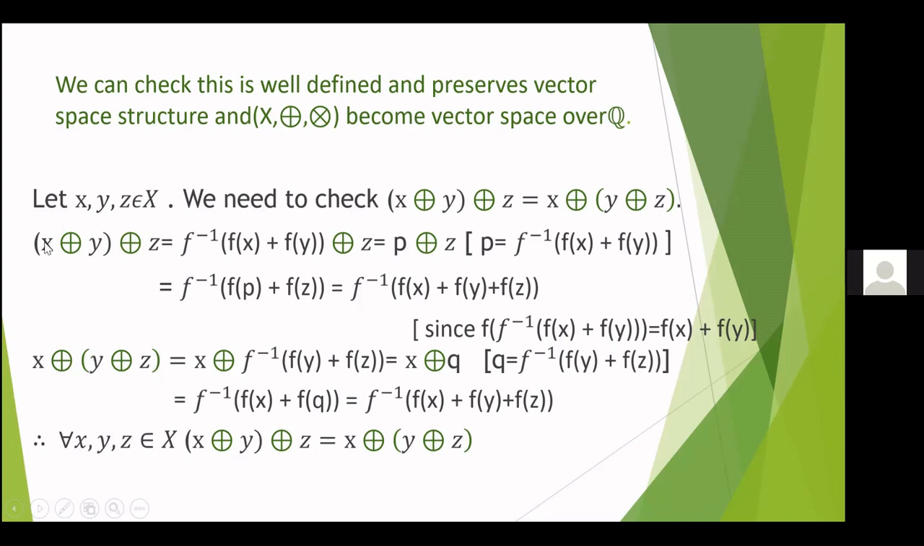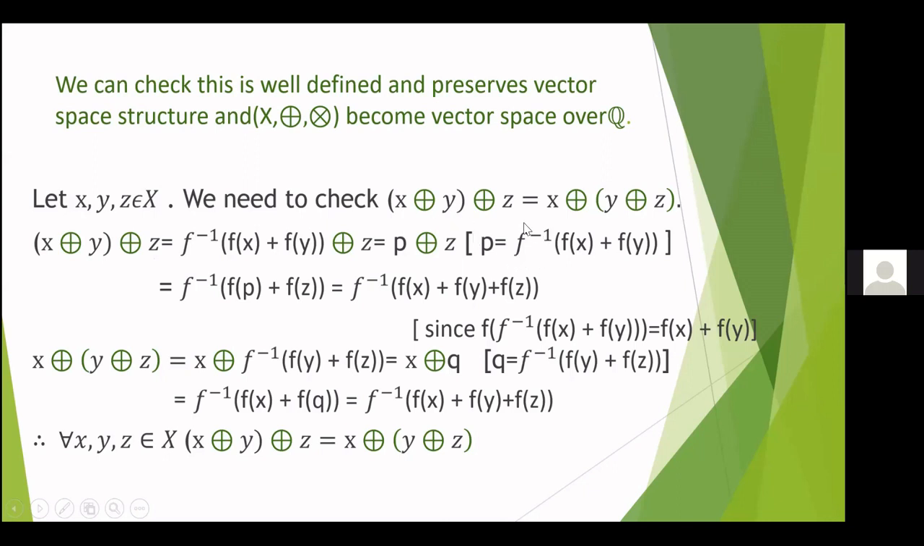So first, we write x plus y plus z. In the first case, we apply the operation between x and y, so I get F inverse of (Fx plus Fy). This is how we define our addition here. For easy computation, I take it as p, so it will be p plus z. Now again I apply the operation and I get F inverse of (F of p plus F of z). Now what will be F of p?